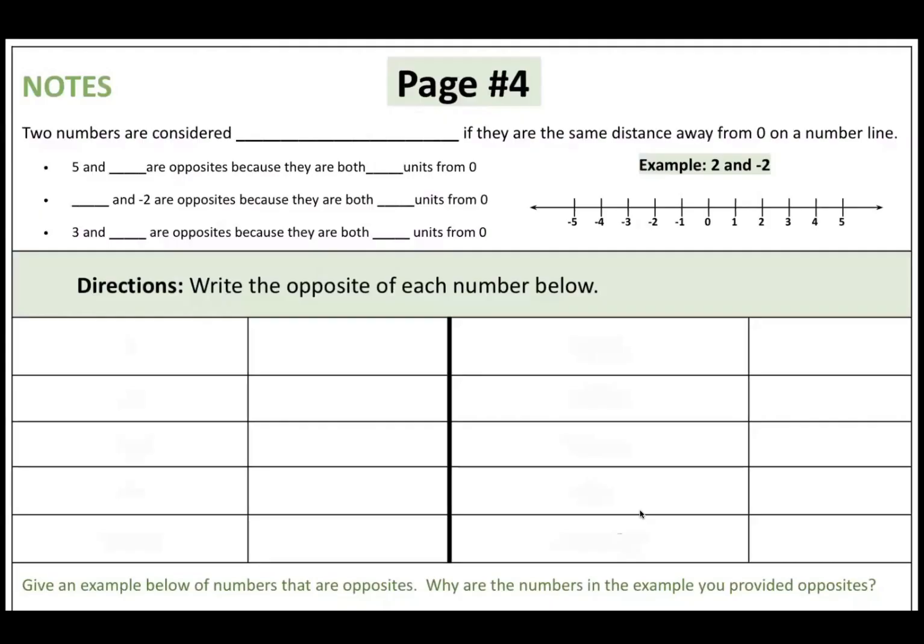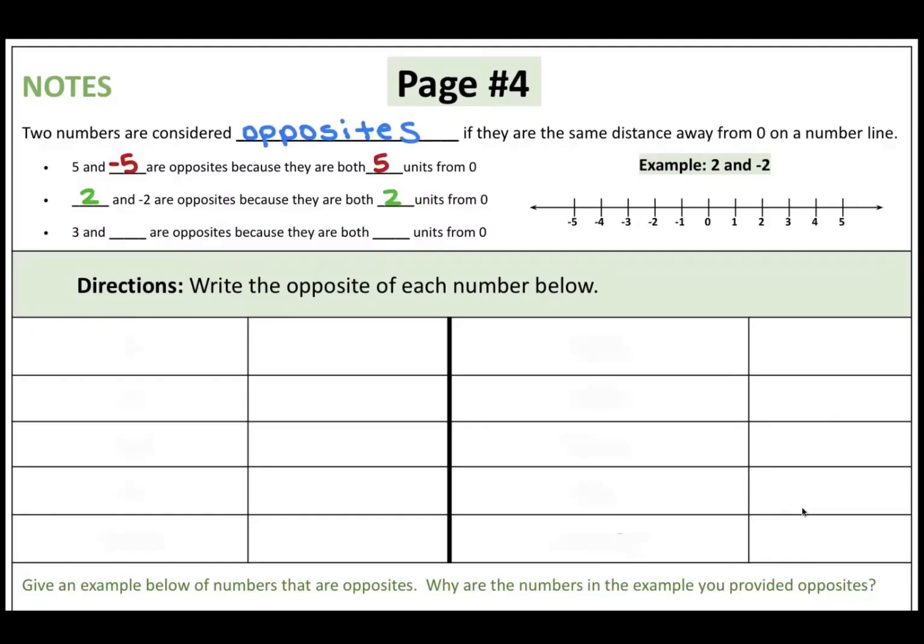Let's take a look at the notes at the top of page 4. Two numbers are considered opposites if they are the same distance from 0 on a number line. They're just on opposite sides. So for example, 5 and -5 are opposites because they're both 5 units from 0. Make sure you're writing with me. It says blank and -2 are opposites. Well, 2 and -2 are opposites because they're both 2 units from 0.